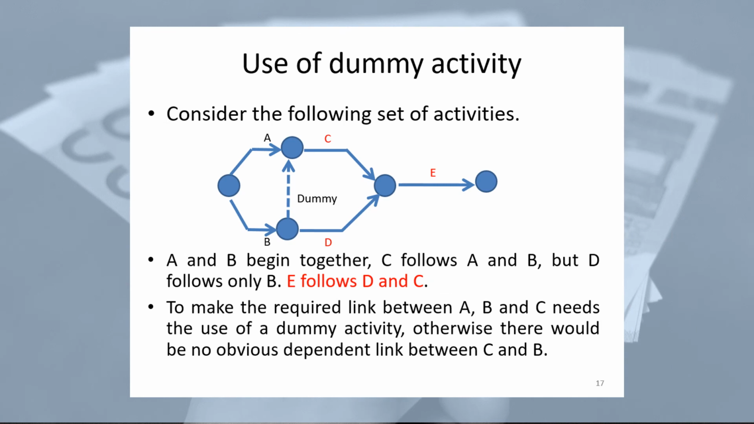So here's a dummy here. We've got A and B, and there's a link to E. E follows D and C. Now, to make the required link between A, B, and C, we need to use the dummy activity. Otherwise, there would be no obvious dependent link between C and B.